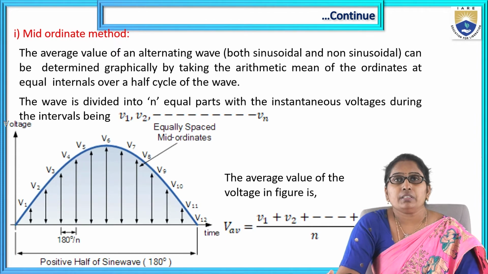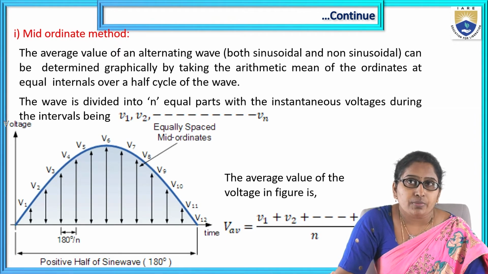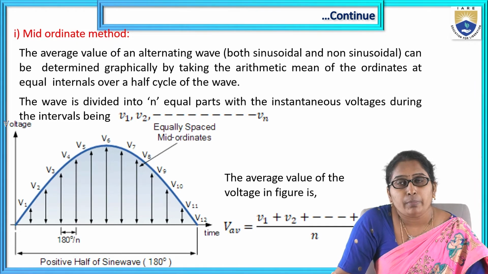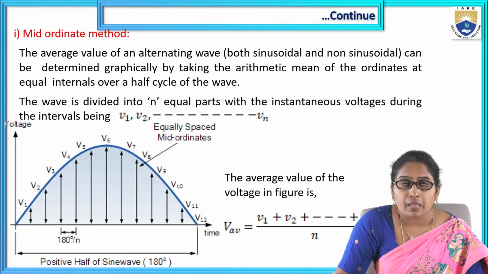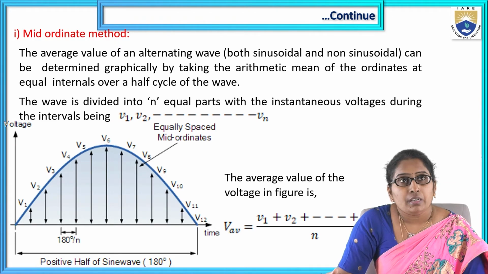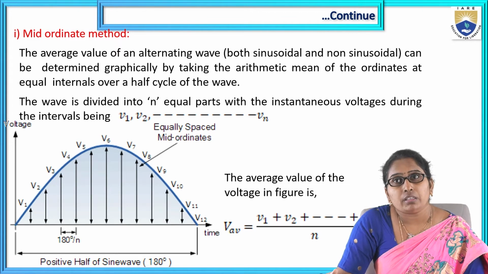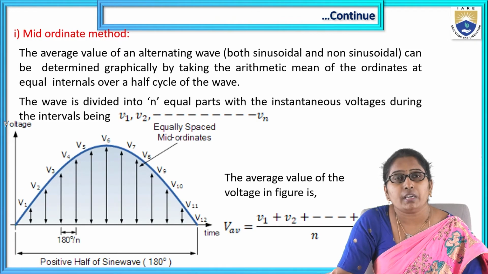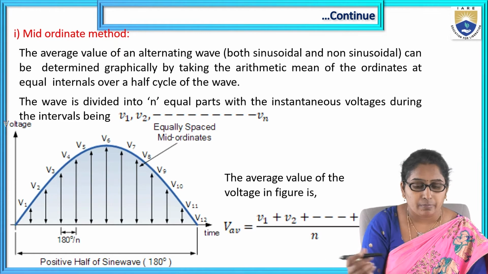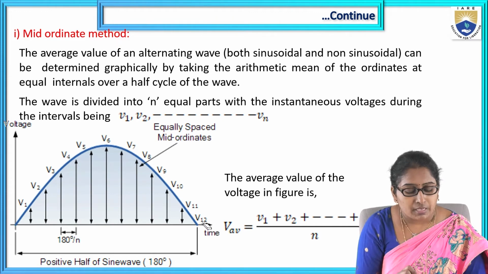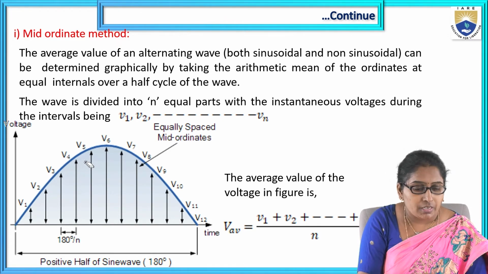In the mid-ordinate method, the average value of an alternating wave can be determined graphically by taking the arithmetic mean of ordinates at equal intervals over a half cycle. You can see here in the picture, a half cycle is shown with the instantaneous values.